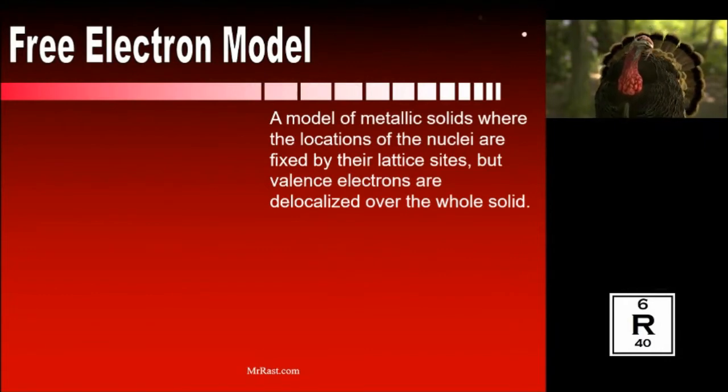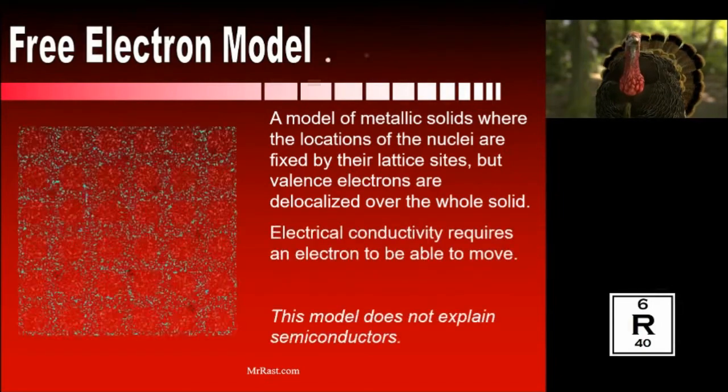So the next thing is, when we talk about heat and electricity, I'd like to describe the concepts of transferring heat and electricity. A very easy concept to understand, and usually introduced first, is the free electron model. This is a model of metallic solids where the locations of the nuclei are fixed by their lattice sites, but the valence electrons are delocalized through the whole solid.